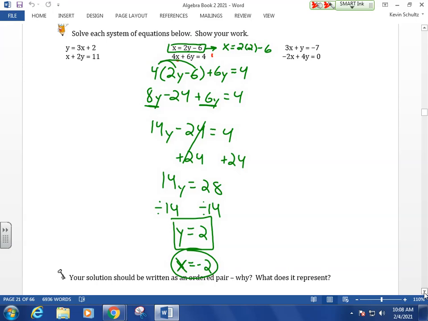So to check this, does 4 times our x value, negative 2, plus 6 times our y value, positive 2, equal 4? Does negative 8 plus 12 equal 4? Yes. So we can be confident we've done it correctly.